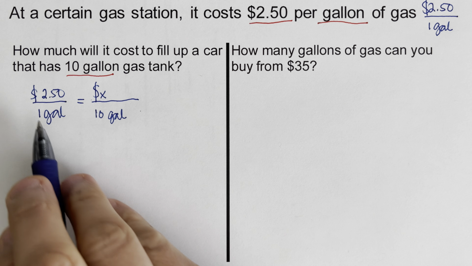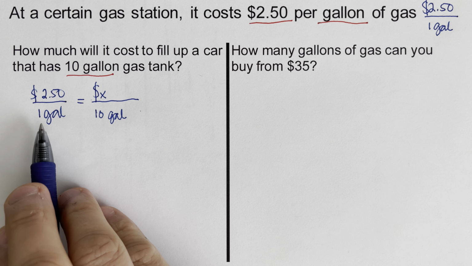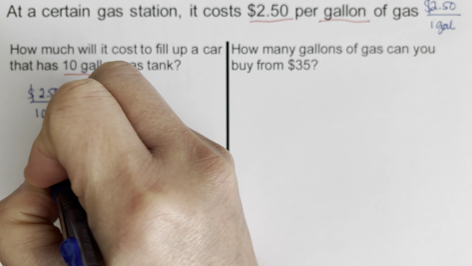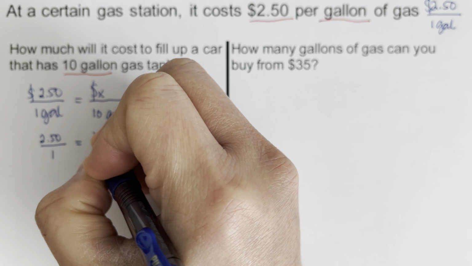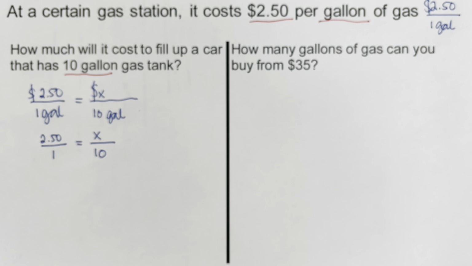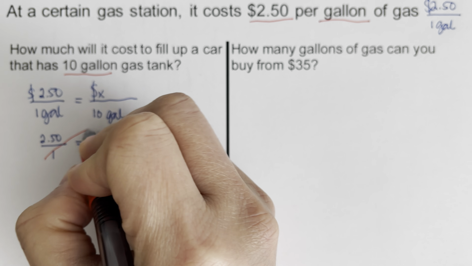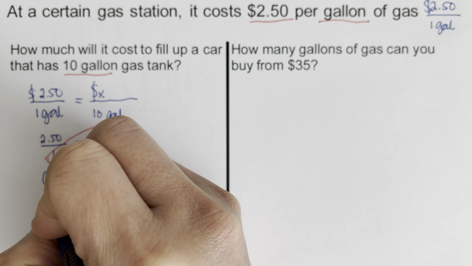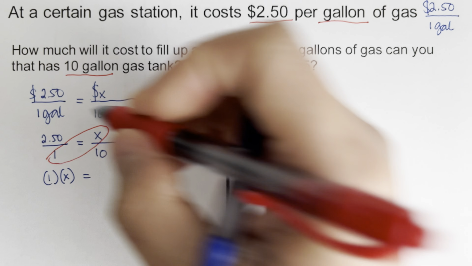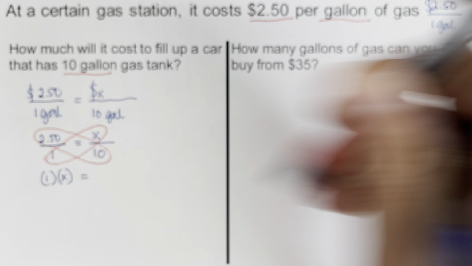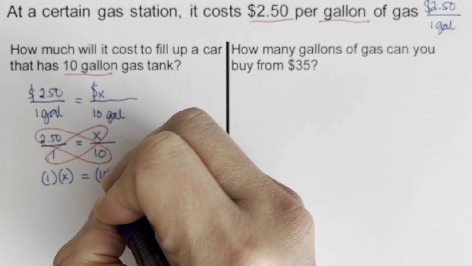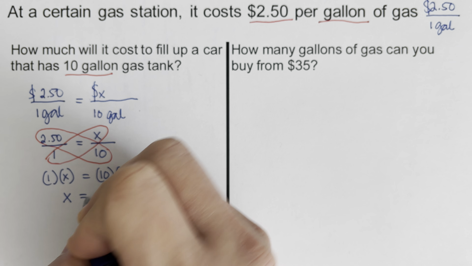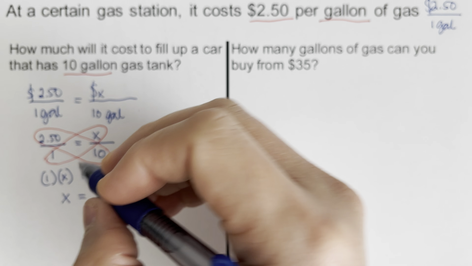Then we can get rid of the units here so that we're not overwhelmed with all of these units, and we just do the math. So that would be 2.50 over 1 is equal to x over 10. Then we cross multiply these two. So 1 times x is equal to 10 times 2.50. 1 times x is just x, and that is equal to 10 times 2.50, which is 25.